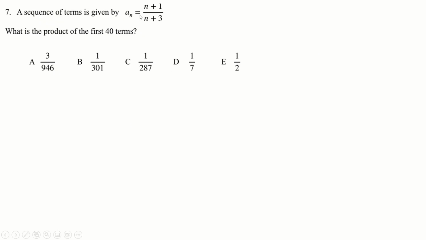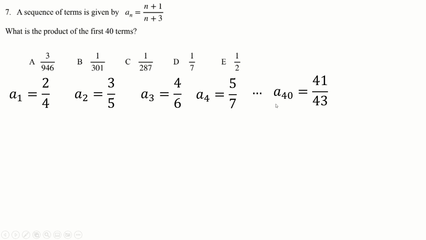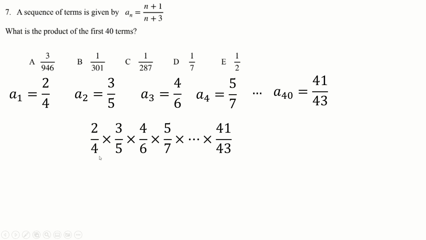This question here, so A1 is (1+1)/(1+3), which is 2 over 4. A2 is (2+1)/(2+3), and so on. You can do this for a bunch of them until you get to A40. And now, well, we just need to multiply all of these fractions together. But what's nice is that this 4 will cancel with this 4, this 5 with this 5, this 6 with this 6, this 7 with the 7, all the way to the end, where the 41 will cancel with the 41 that came a couple of times before.